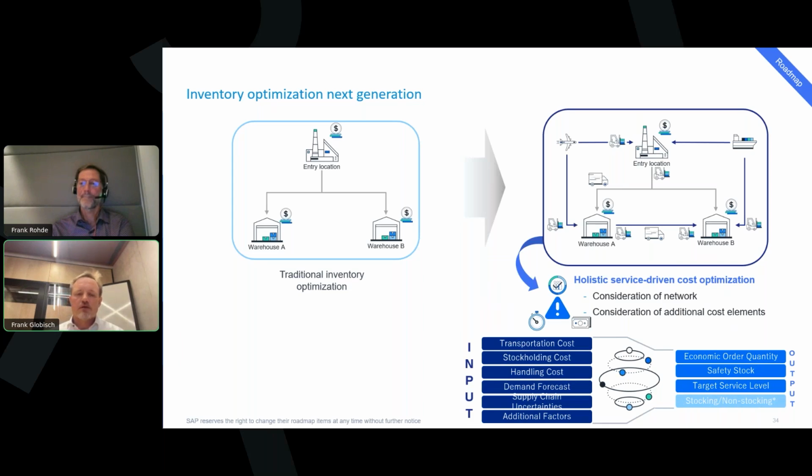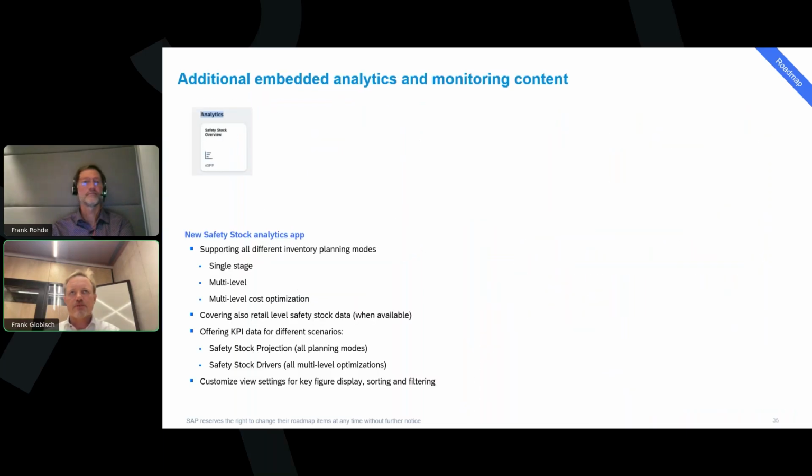And as a short preview, further ahead beyond the next release, we are planning to even allow for certain stocking and non-stocking decisions within a certain boundary. So from that perspective, giving our customers an even better possibility to save investments and achieve high service levels, considering cheaper budgets.